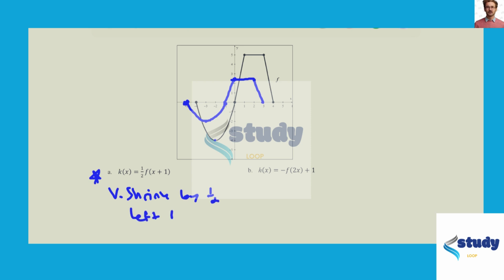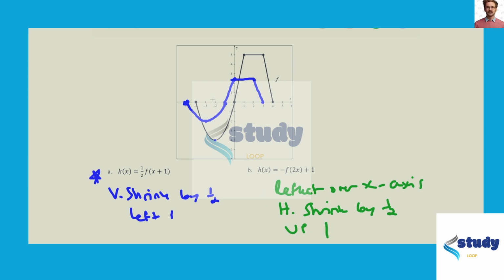In green, I'll do h of x. We're going to reflect over the x-axis, that's the negative out front. We have a horizontal shrink by 1/2 because we're multiplying by 2 on the x inside the function, and we're going to go up 1.